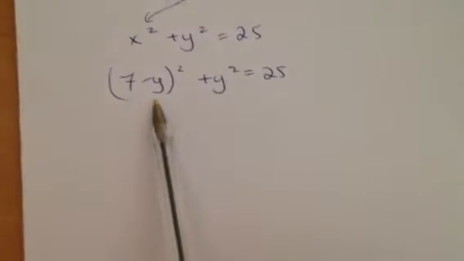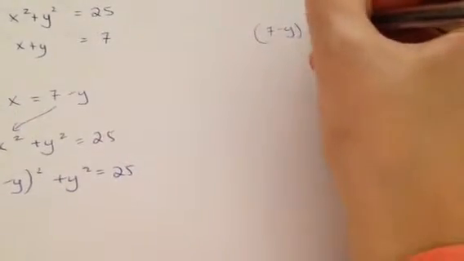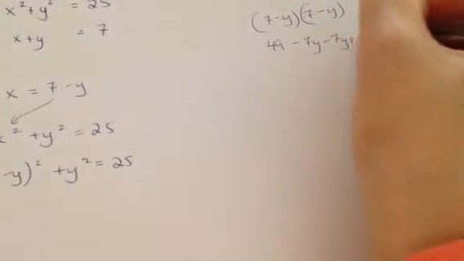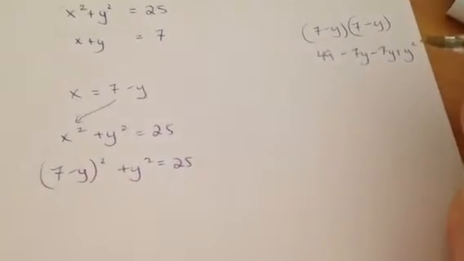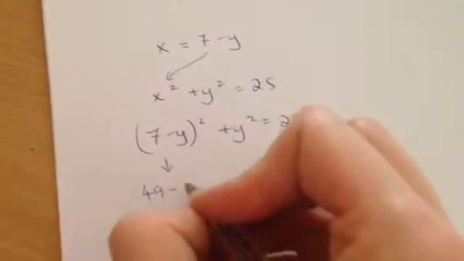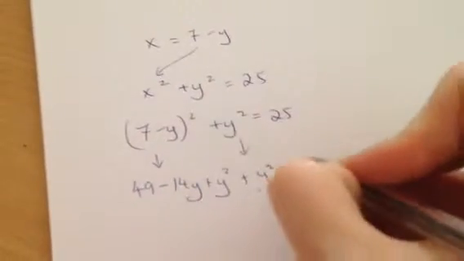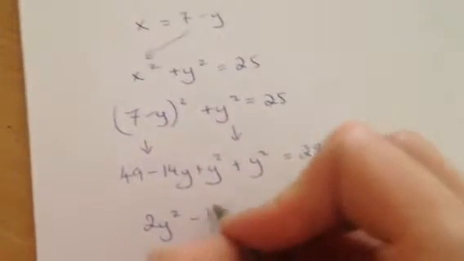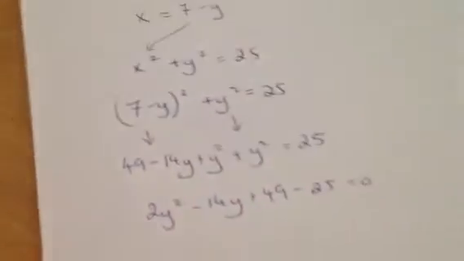I might want to take this to the side and work it out. So over here in my rough work, I have 7 minus y by 7 minus y. I end up with 49 minus 7y minus 7y plus y squared. And if I clean that up, I'd end up with 49 minus 14y plus y squared. So this is getting replaced by 49 minus 14y plus y squared plus this y squared is equal to 25. Cleaning this up, I end up with 2y squared minus 14y plus 49 minus 25 equals 0.